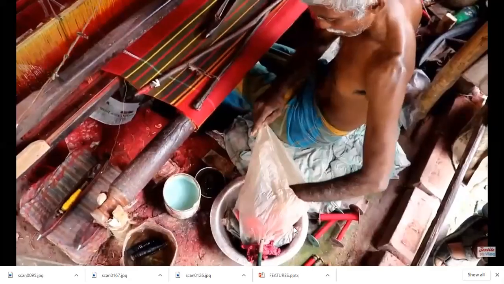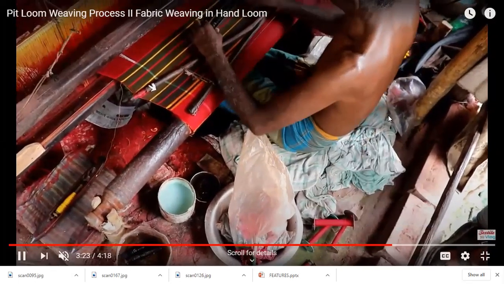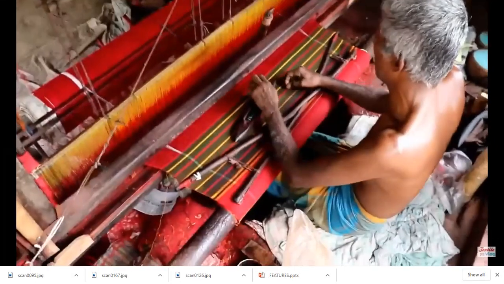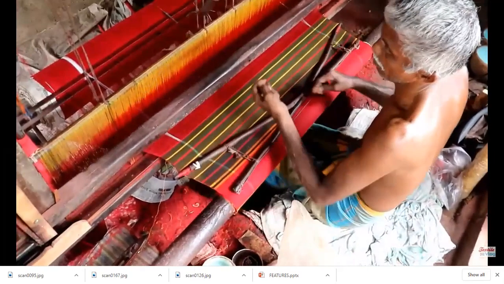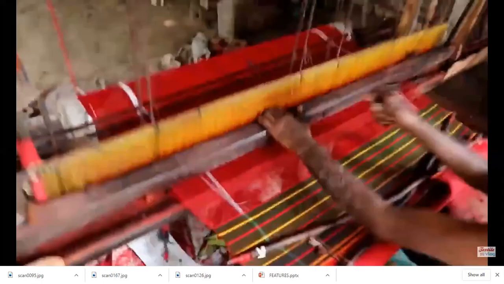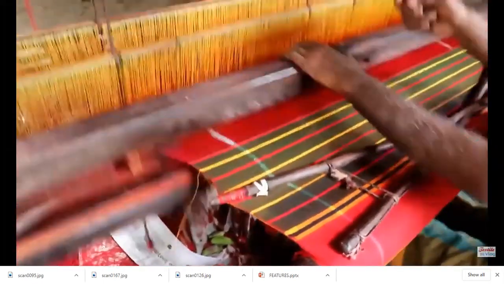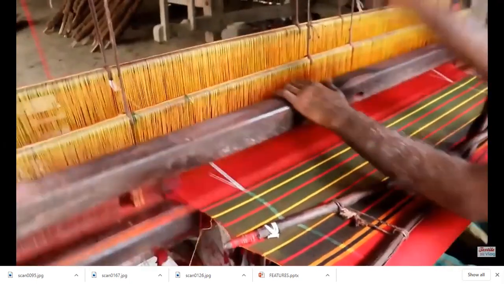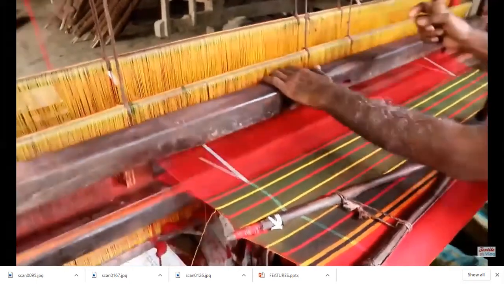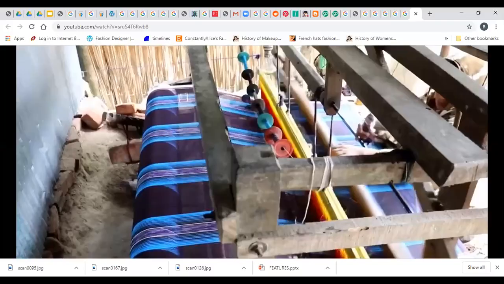I asked that supposing you make a mistake while weaving, like while working the loom, is there any way to undo it, or will you have to do the full thing again? It depends on how far the mistake is. Suppose a wrong thread, and the whole color is being affected by that. Then you have to scrap it and start all over again, if it is such a grave mistake of changing the color itself.